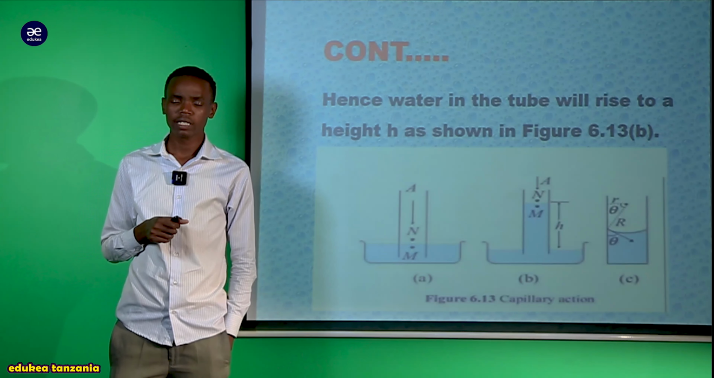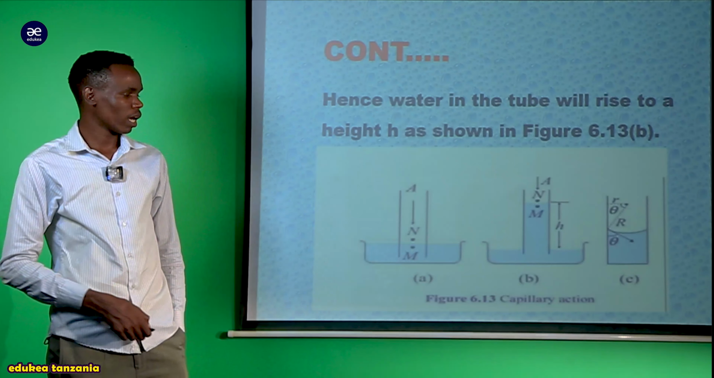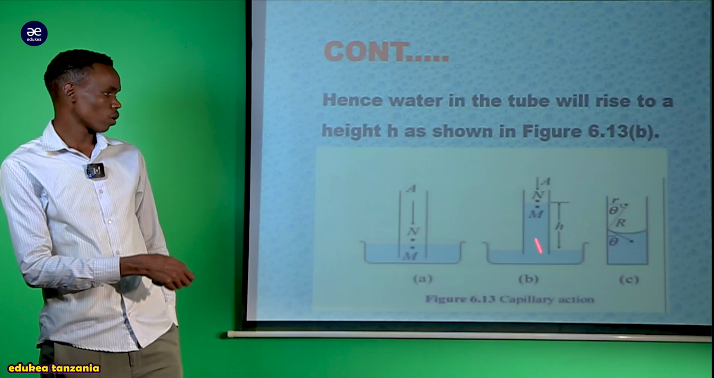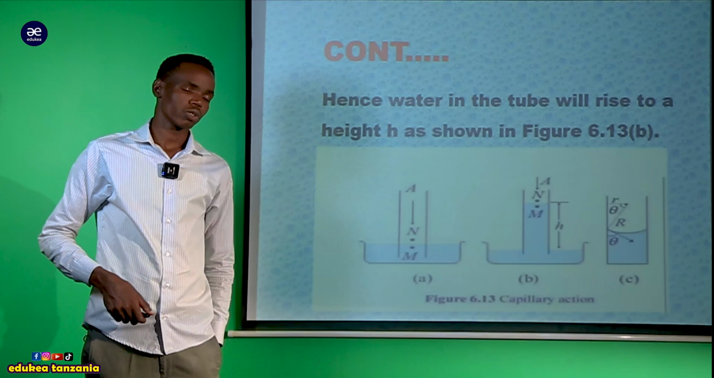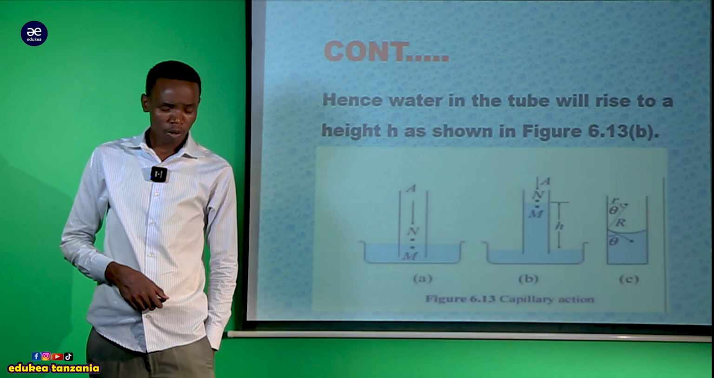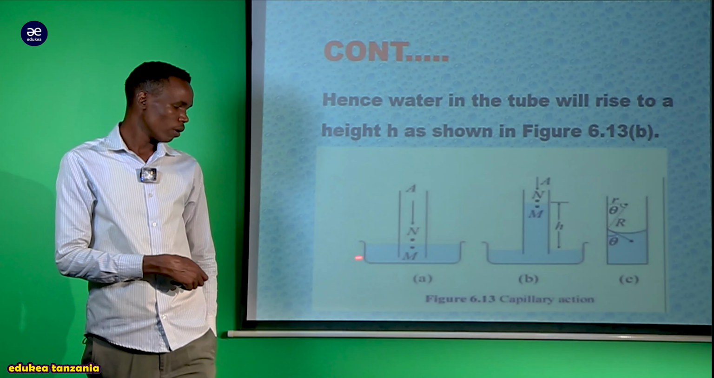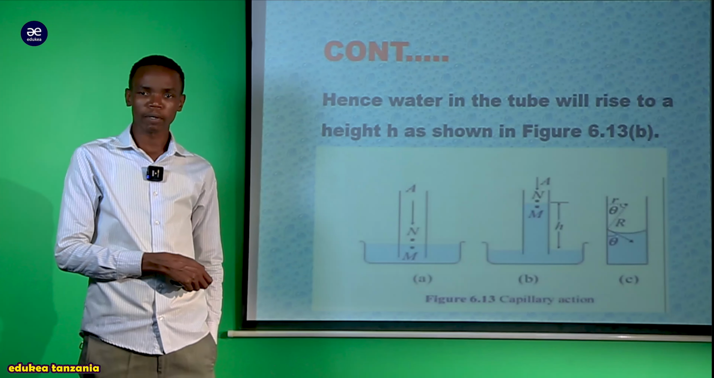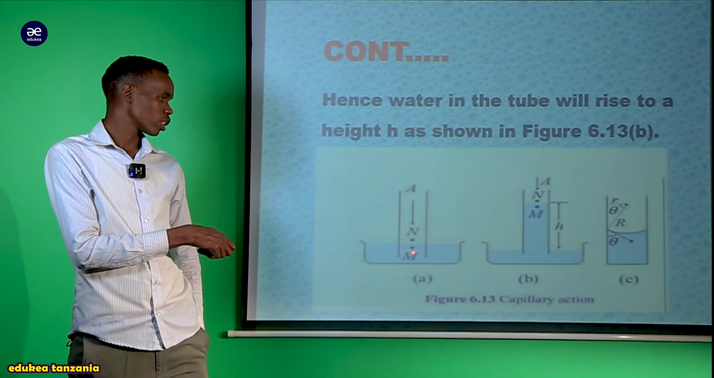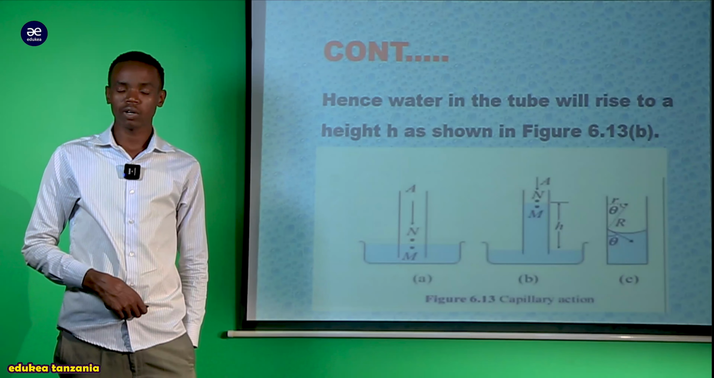We have three figures, my dear student: Roman A, Roman B, and finally Roman C. On Roman A here, we observe that the water level is the same inside the tube and also outside of the tube.